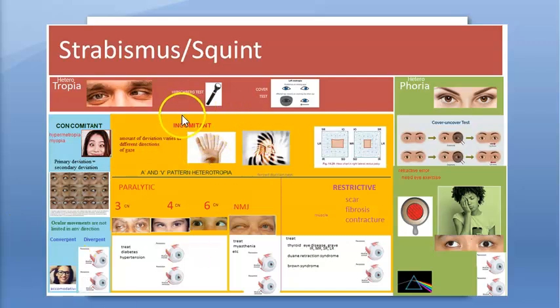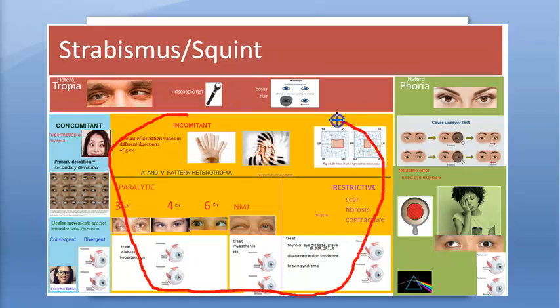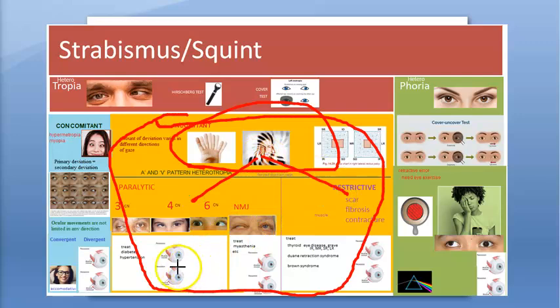In the next video, we will look at incomitant squint. There will be diplopia and all those problems. And there are two types in that, paralytic and restrictive. Come back. Bye-bye.